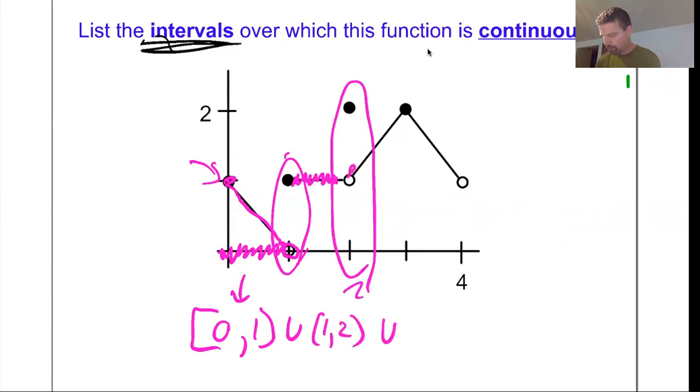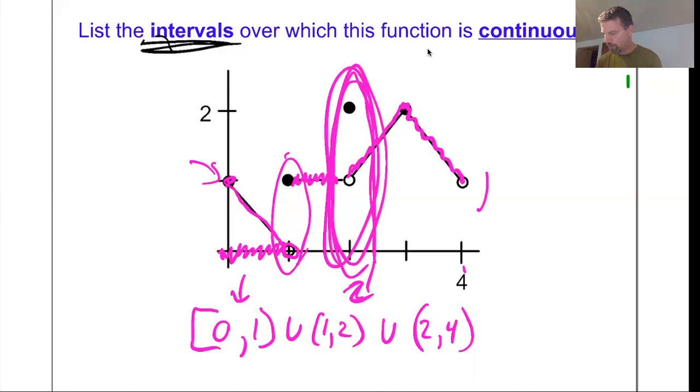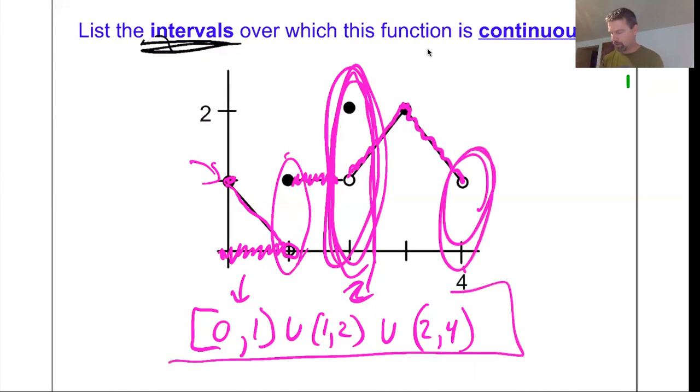Union, then I'm continuous during this entire section all the way up until 4. So starting at 2, ending at 4, from 2 to 4, not including either, because I'm not continuous here because of the jump discontinuity, not continuous there at the endpoint. We talked about that before. So those would be the intervals over which I'm continuous. So just an infinite set of points, listing them as intervals out.